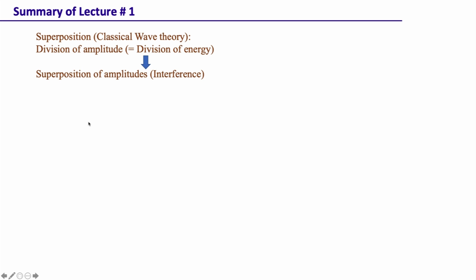In lecture number one, the first thing we looked at in detail was what the differences are between classical and quantum mechanics. And within that, we looked at the superposition principle and interference within classical and quantum mechanics and the differences in detail. So the superposition in classical wave theory involves division of amplitude. This division of amplitude invariably involves division of energy, and the interference is because of the superposition of those amplitudes.